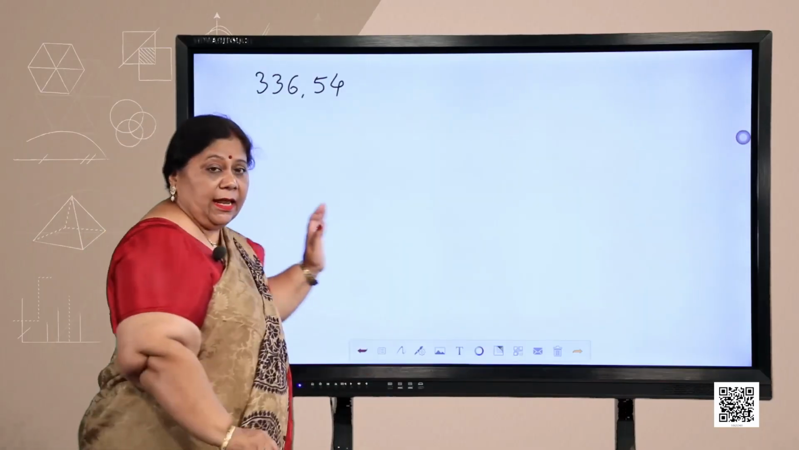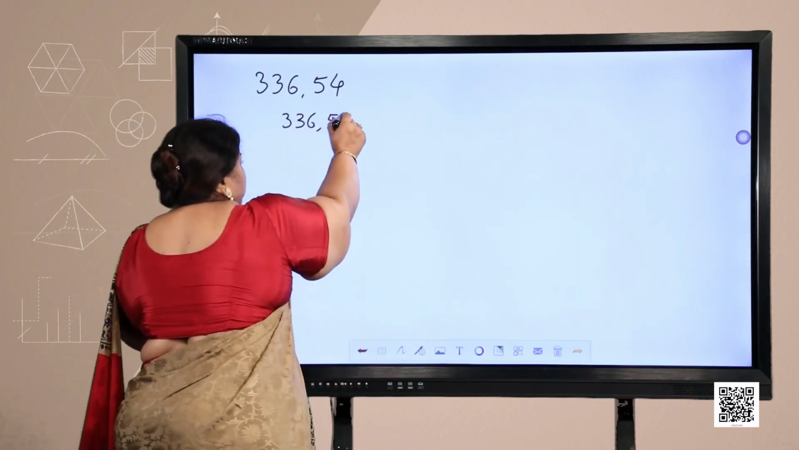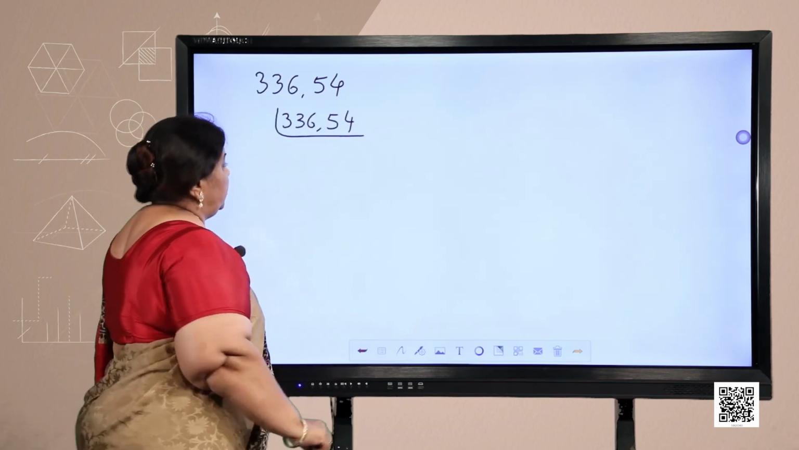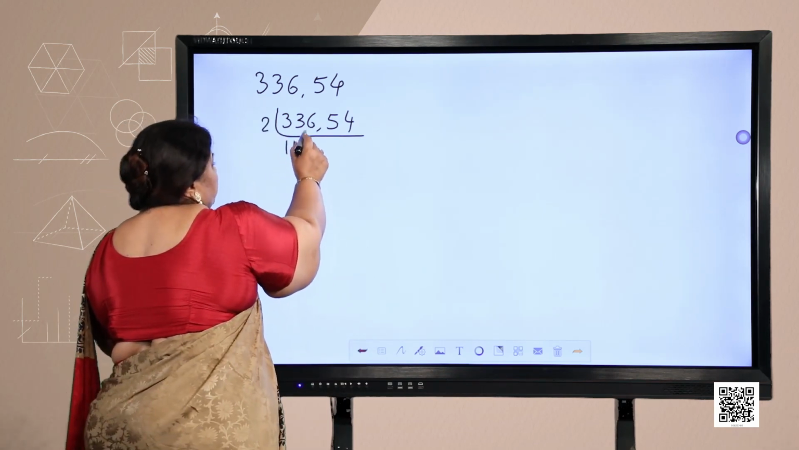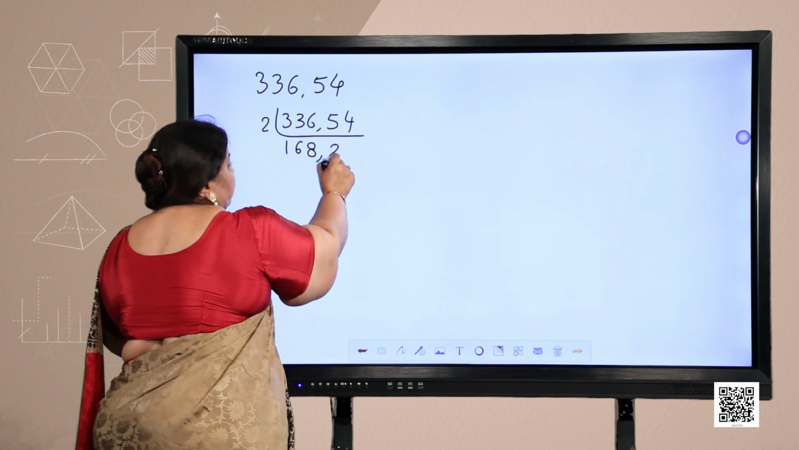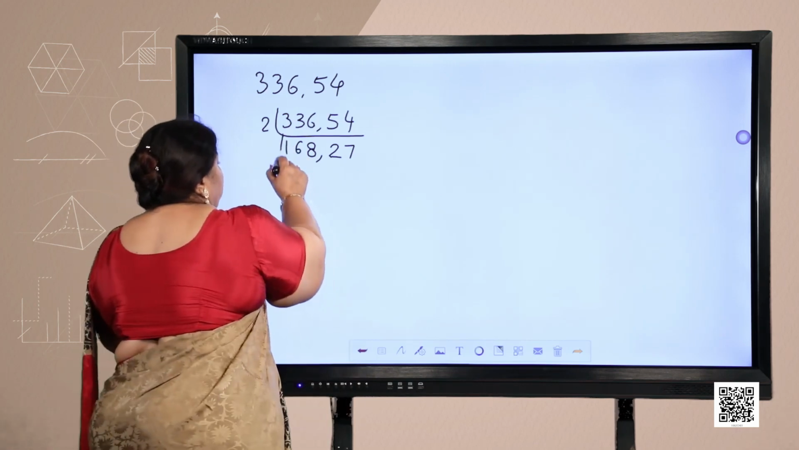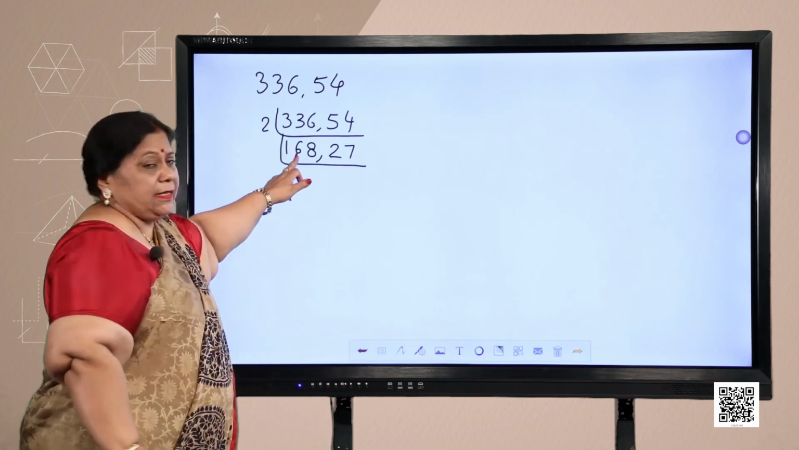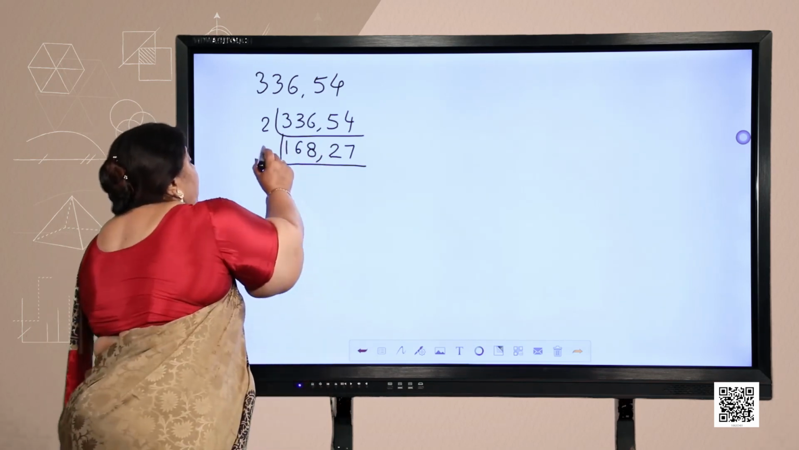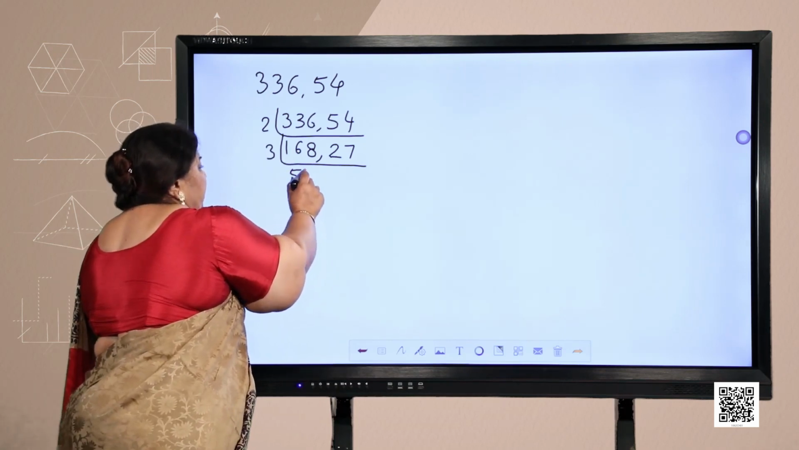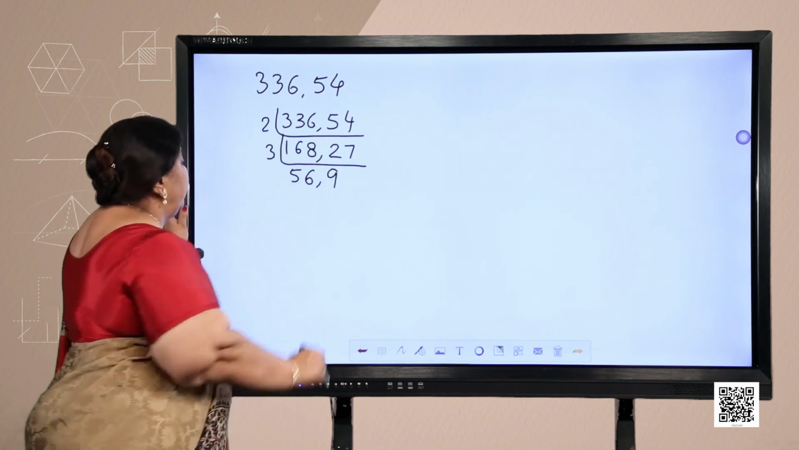Let us find out LCM and HCF of 336 and 54. 2 is the smallest prime number. Let me start with that. 2 1s are 2, 2 6s are 12, 2 8s are 16 and 2 2s are 4, 2 7s are 14. Now, if I try with 3, I think 1 plus 6 is 7, 7 plus 8 is 15. So, I can divide by 3. Divisibility rule I am making use of here. 3 5s are 15 and 3 6s are 18. 3 9s are 27.